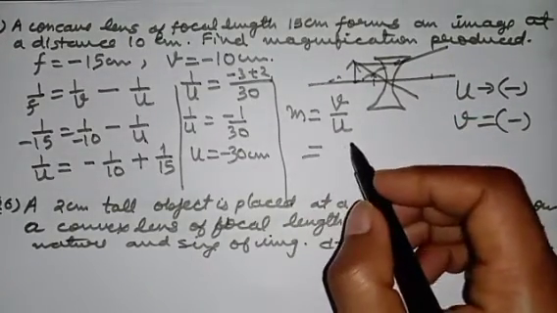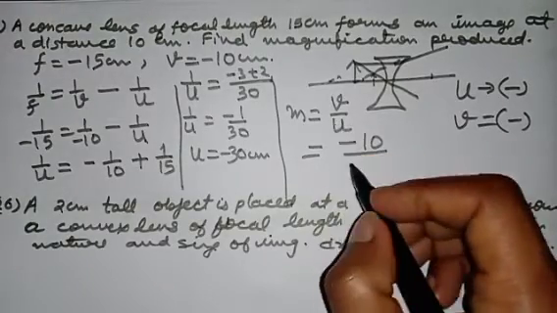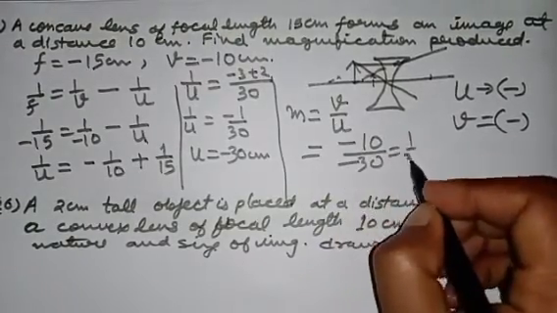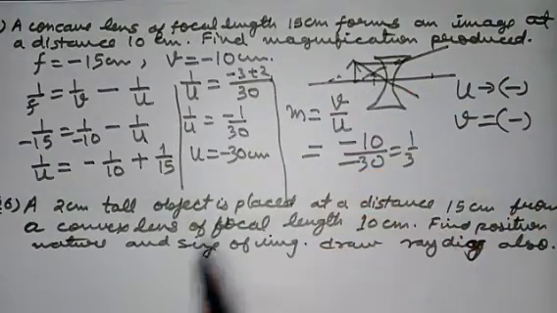Don't get confused with the mirror formula and all that. Minus 10 upon minus 30 equal to 1 by 3. And that's all they have asked for this. If they ask for nature of image, it is positive, so it is virtual, and we know that concave lens always produces a virtual image.